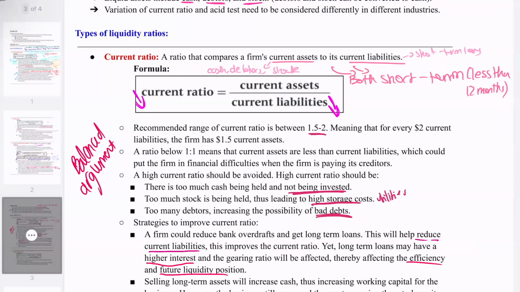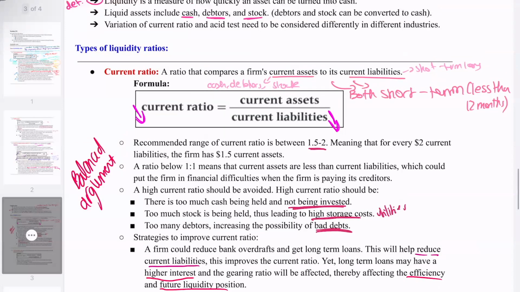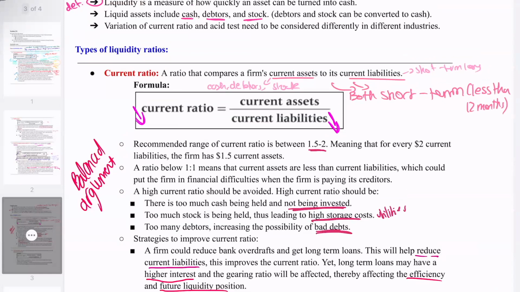The second way is selling long-term assets, which will increase cash, thus increasing working capital for the business. However, the business may still need the assets, causing them to lease them, which can be costly. Okay, so basically this increases current assets, which will increase the current ratio. However, sometimes they may actually need whatever they're selling. So they're going to end up needing something new, and they might end up losing money because of that. So they end up losing cash in the long run.